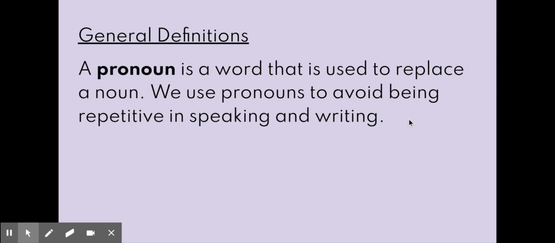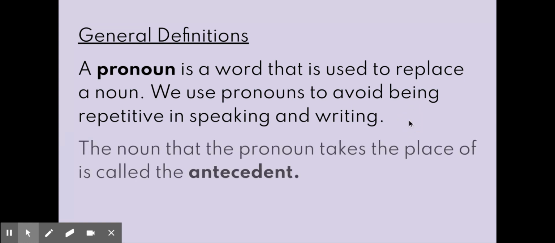So here are some general definitions. A pronoun is a word that is used to replace a noun. We use pronouns to avoid being repetitive in speaking and writing. The noun that the pronoun takes the place of is called the antecedent.